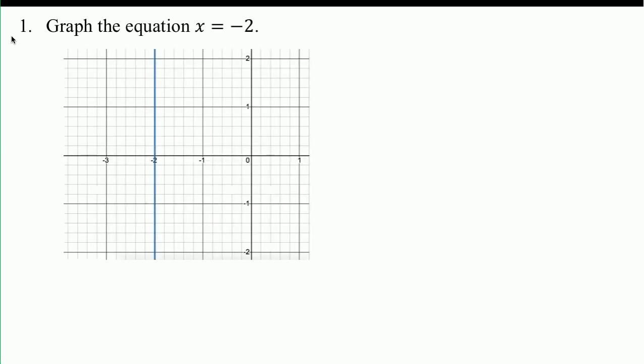Number 1 asked you to graph the equation x equals -2. When you see an equation in one variable, and it is of the form x equals some number, you should think that the graph is going to be a vertical line that goes through that number. So in this case, the graph of x equals -2 is a vertical line that goes through the point (-2, 0). Notice how this line goes through every point on the graph whose x-coordinate is -2.